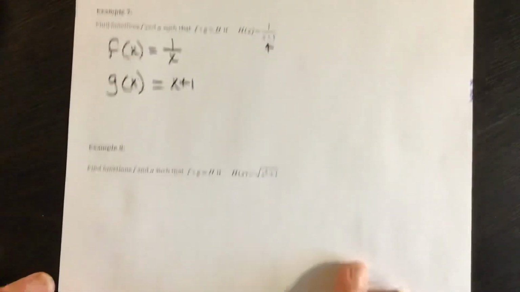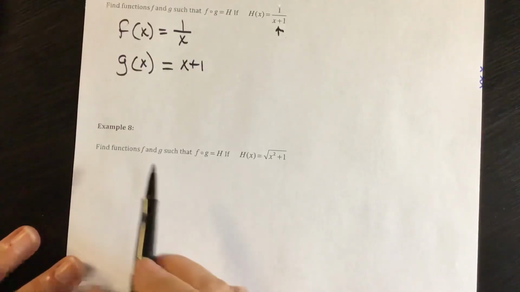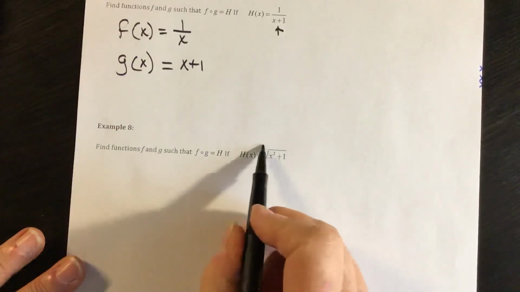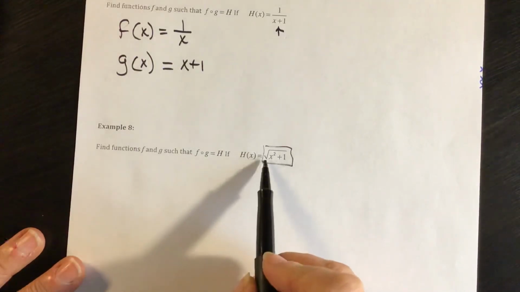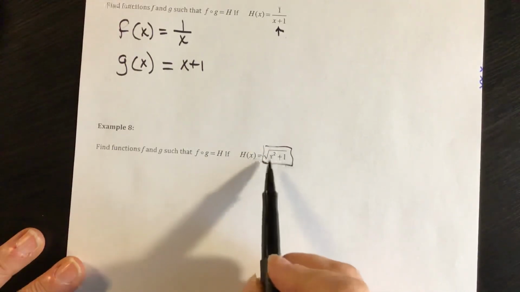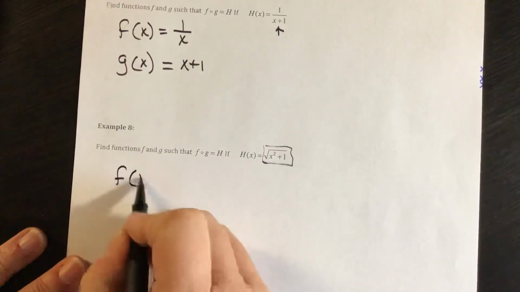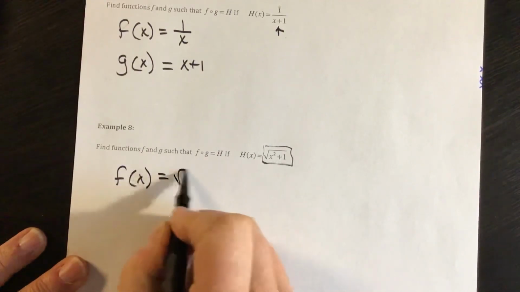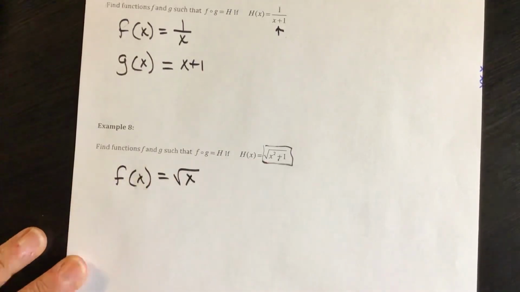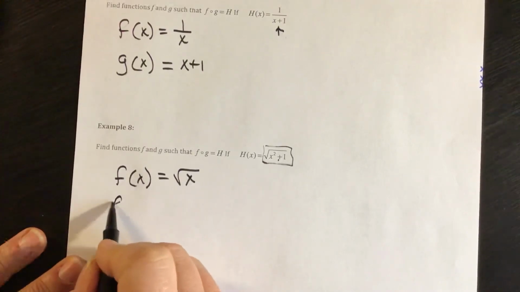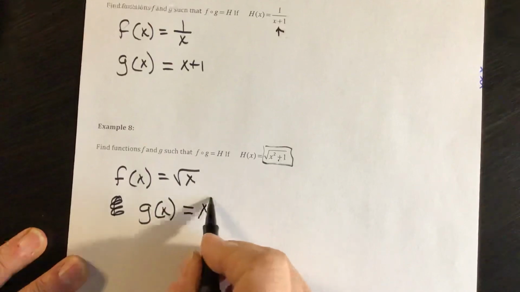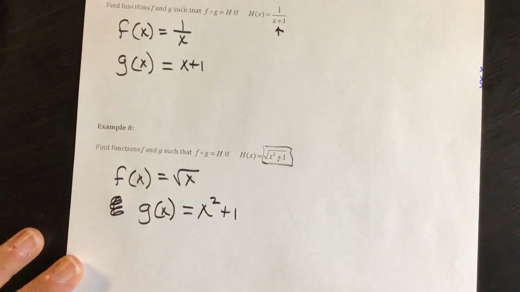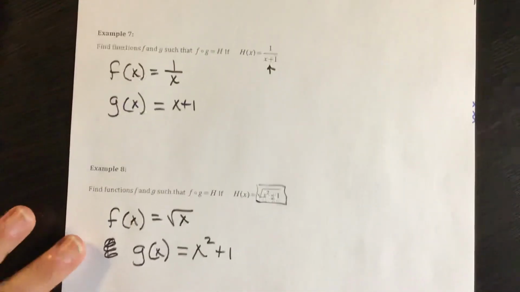And example 8, same thing. Here is my composite function. So the square root of something will be my first function, and that something that goes inside the square root is g of x, and that would be x squared plus 1. All right, so there we have it with composite functions.